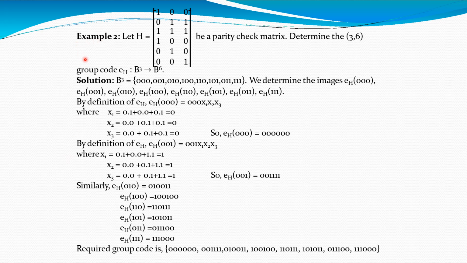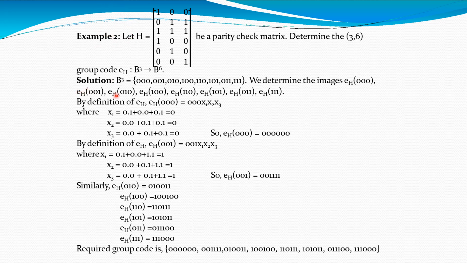Now one more. Let H be, now this is the parity check matrix given to us. Determine the 3-6 group code EH from B3 to B6. Again by the corollary, EH of B3, that is the set of all code words, is always a subgroup of B6 and hence it is a group code. So we find EH of B3, that is the set of all images of elements in B3 under EH. Now if you observe this matrix H, the last three rows form an identity matrix. So we use the first three rows for calculation.